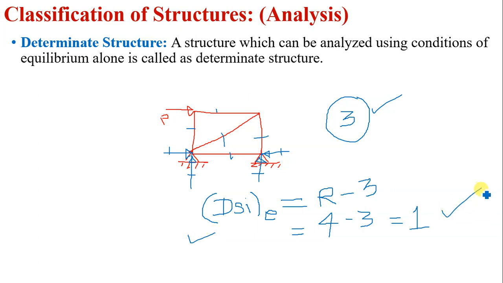The degree of static indeterminacy external is equal to 1. If only three unknown reactions are there, then R minus 3 is equal to 0, and we can call it externally determinate. Degree of external indeterminacy is equal to 0, 3 minus 3.